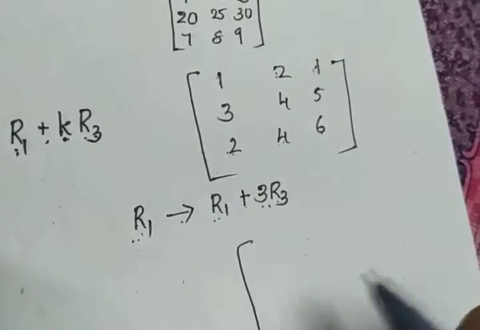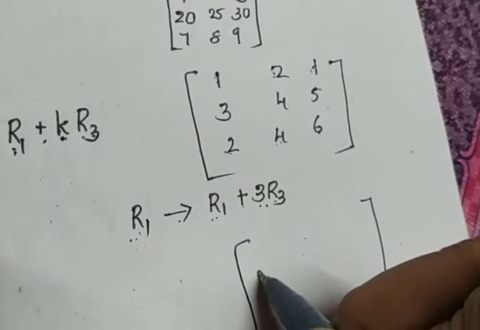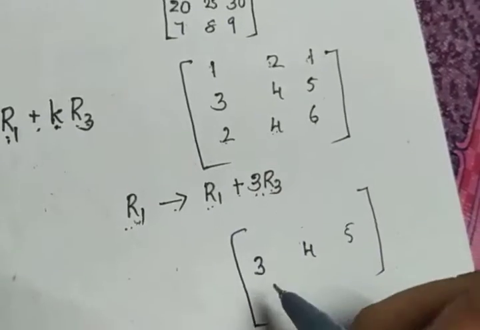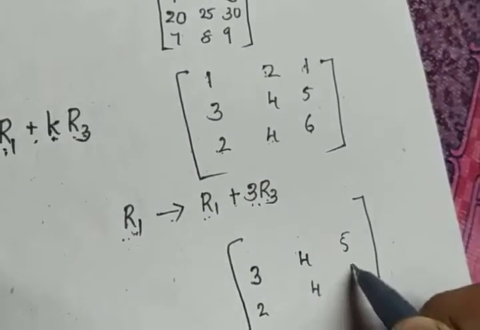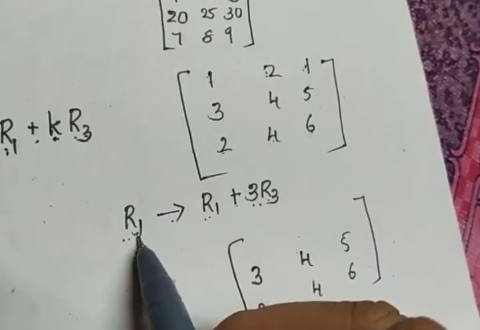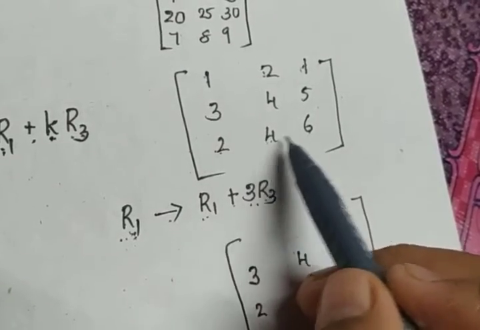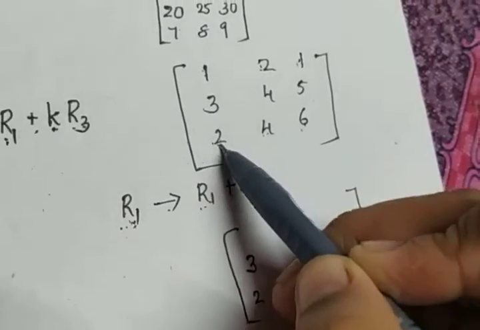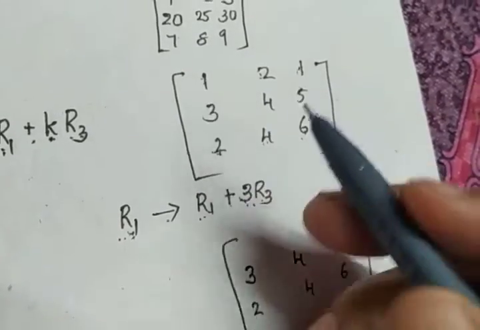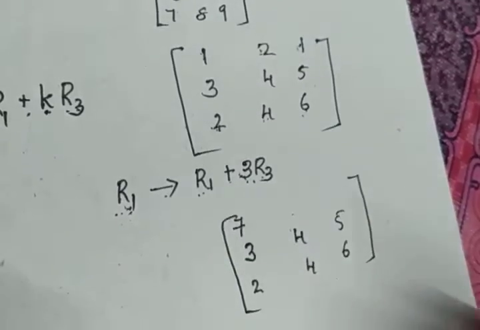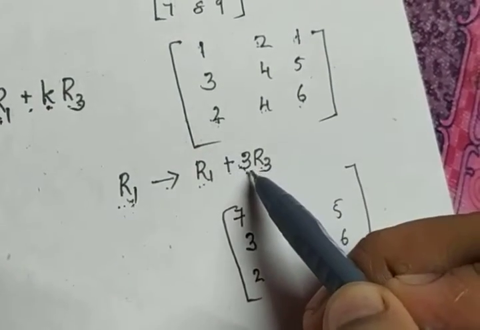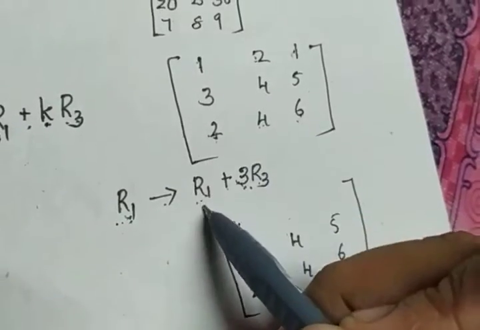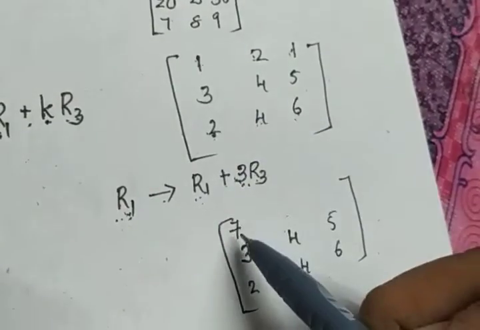So what will be the matrix then? Second row has no change, 3, 4, 5. Which row has the change? R1. Third row also remains the same, 2, 4, 6. What we have to do with R1? We have to multiply the third row with the 3 and add it to R1. So 3 into 2 gives you 6. 6 plus 1 gives you 7. Clear? Third row we have to multiply with the 3. So 3 into 2 gives you 6 plus R1, so 6 plus 1 gives you 7.